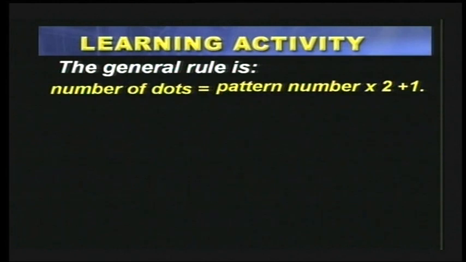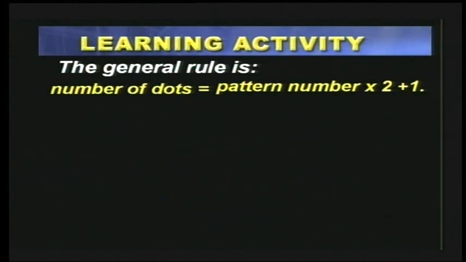The general rule is: number of dots is equal to pattern number times 2 plus 1. The 2 is what you add to the number of dots to form each pattern. From our previous note, we have 3 dots to represent the first stem. The 1 represents the first dot. So I will just draw that on the whiteboard to see how it can be related.